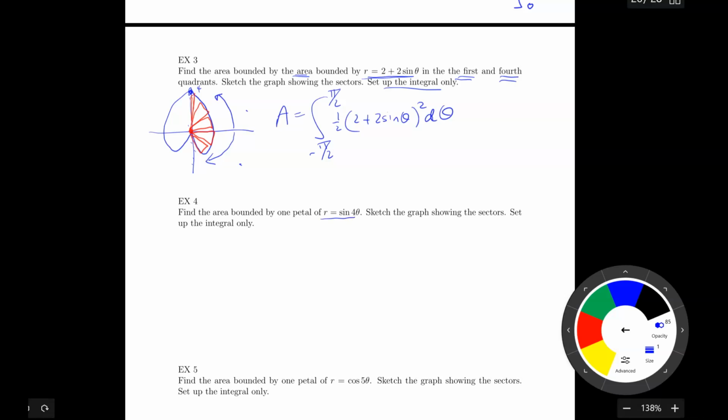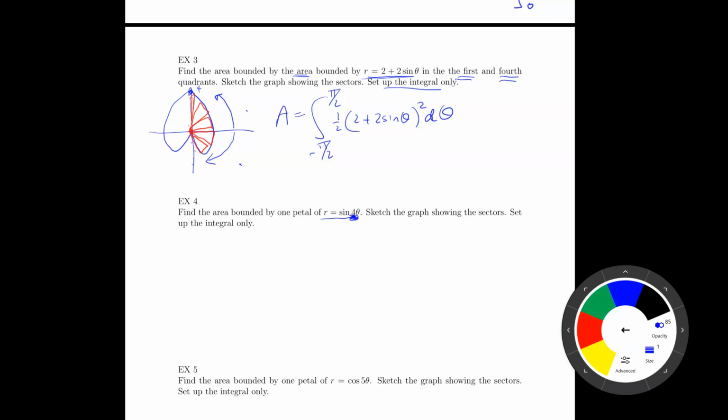Okay, so r equals sine of 4 theta. So for sine of 4 theta, I know this is a flower that has 8 petals. I'm sorry, since this n is even, this is going to be 2 times this number of petals, right? So that gives me 8 petals. Let me back up to explain myself there.